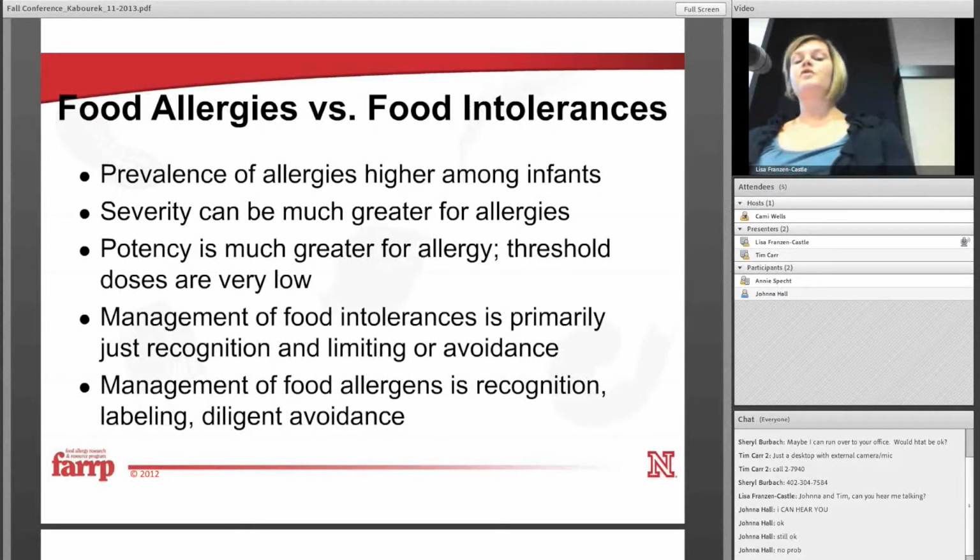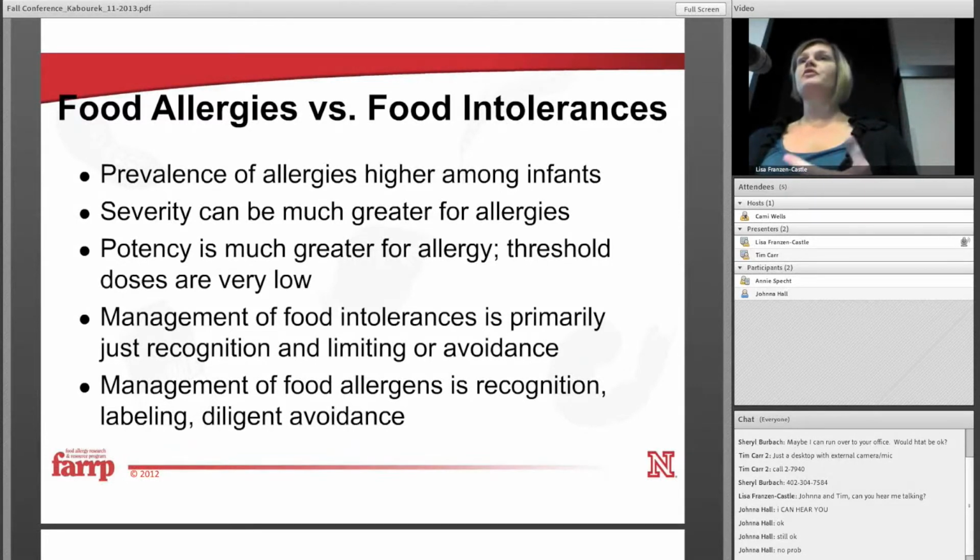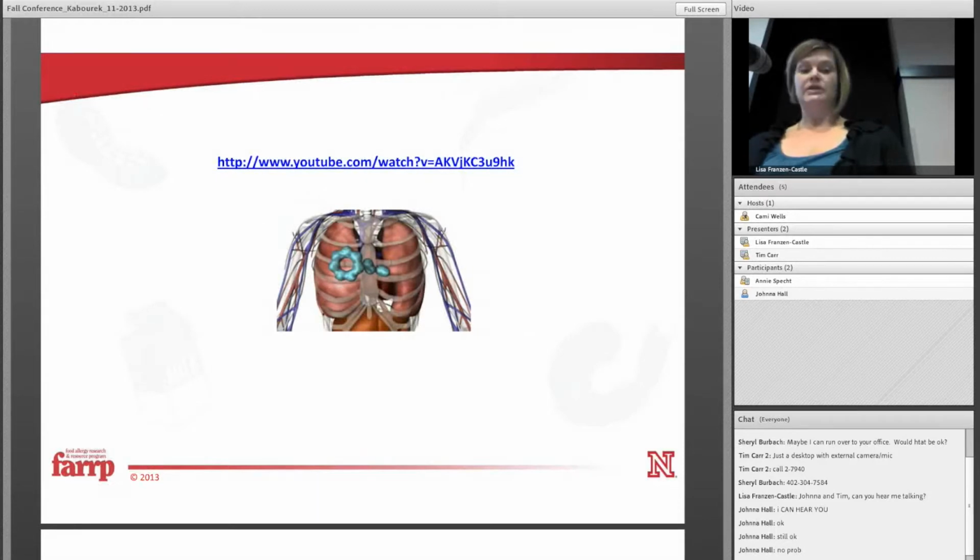Kind of the big one with food allergies is that prevalence is pretty high among infants and young children, and food allergies can be quite severe. It takes very little of the offending food to bring on symptoms and cause bad things to happen. Management of a food intolerance: if you're lactose intolerant, generally you can consume some dairy products without that much ill effect. But you don't have to completely avoid and take it completely out of your diet. Whereas with food allergies, you have to recognize what's in your food, you have to read food labels, and you have to practice diligent avoidance.